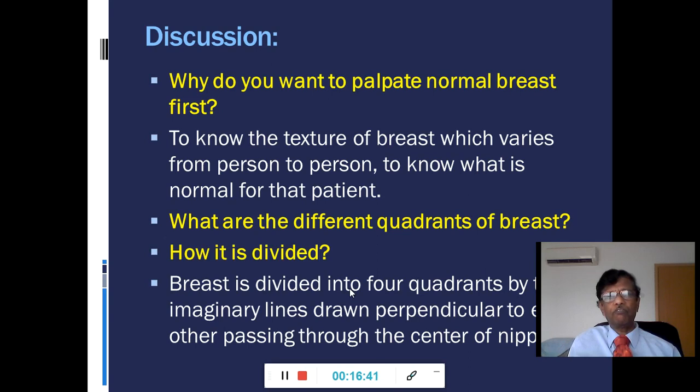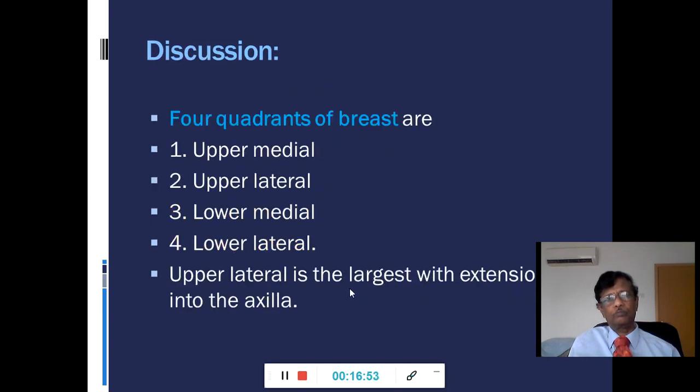What are the different quadrants of the breast? How is it divided? The breast is divided into four quadrants by two imaginary lines drawn perpendicular to each other, passing through the center of the nipple. The four quadrants of the breast are upper medial, upper lateral, lower medial, lower lateral. Upper lateral is the largest, with extension into the axilla.